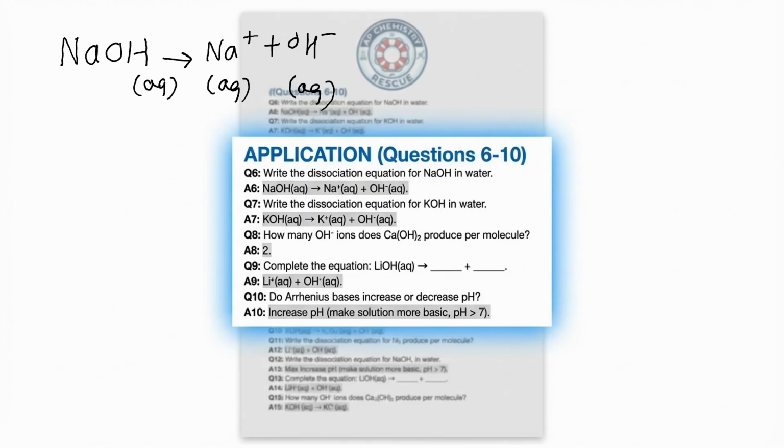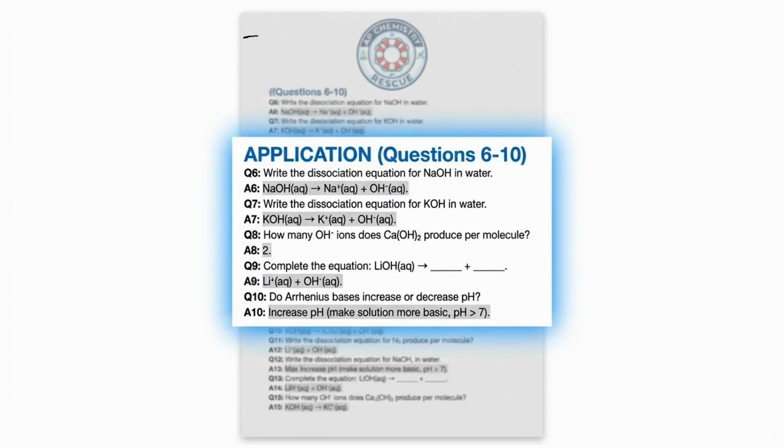Let's see the next question. Let's delete this first. Question number 7. Write the dissociation equation for KOH inside water. Is this easy? Yes, the same thing. The KOH, the aqueous one, goes to K plus and OH minus.